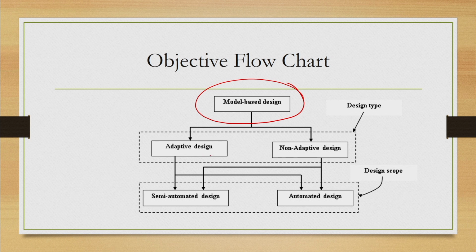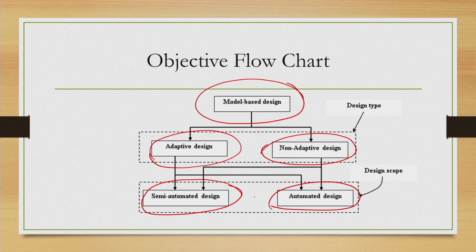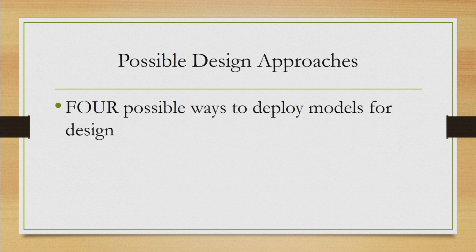Now, this design we can perform for adaptive systems as well as non-adaptive systems, and for each of these types of systems we can go for either a semi-automated design approach or an automated design approach. The last layer belongs to the scope and the intermediate layer belongs to the design type, as we have already explained before. So, going by this flow chart, we can have four possible design approaches.